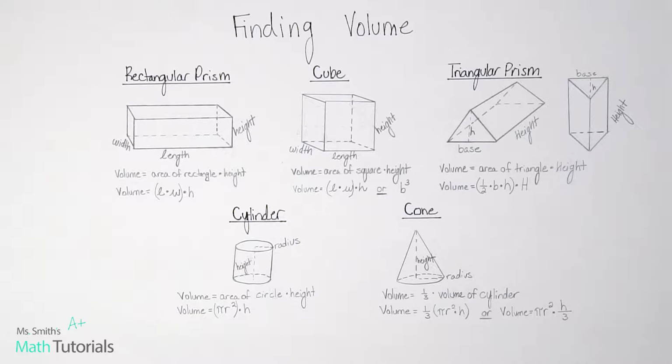When we're finding the volume of a shape, we're talking specifically about a 3D shape. So it's not just a square or a triangle, it's an actual prism or a cylinder or something like that. These are our three-dimensional shapes.